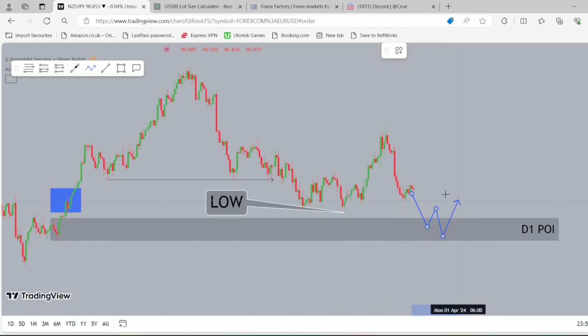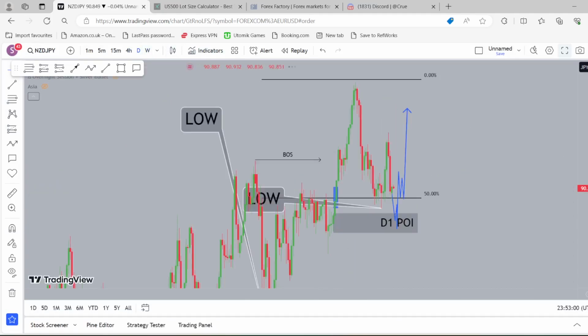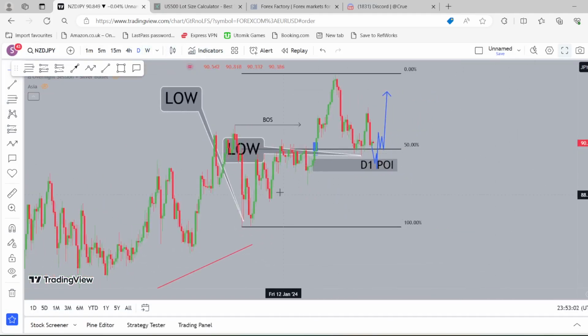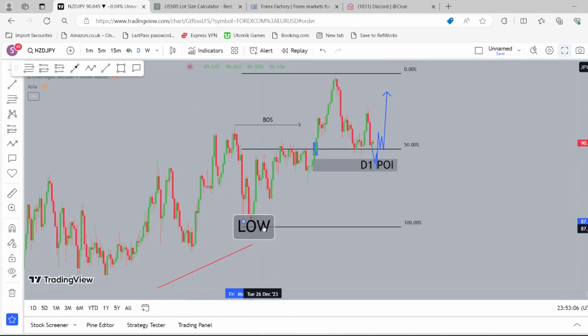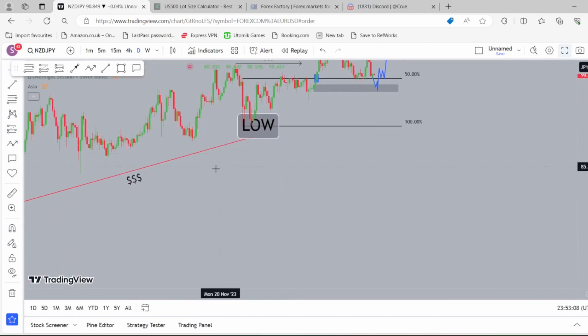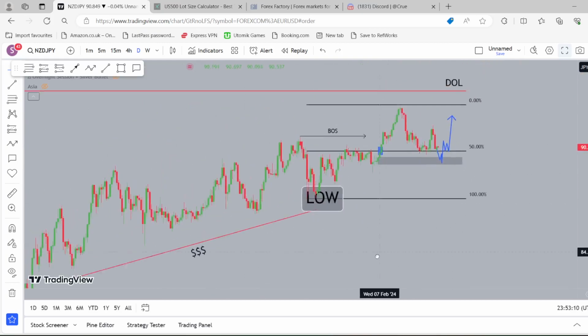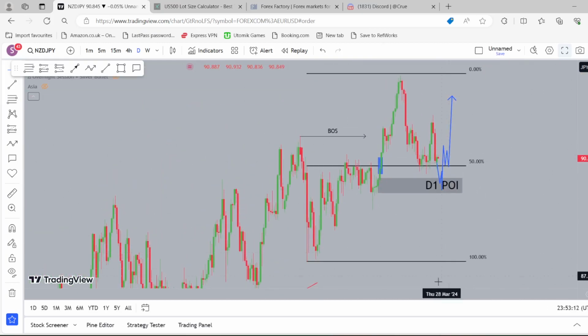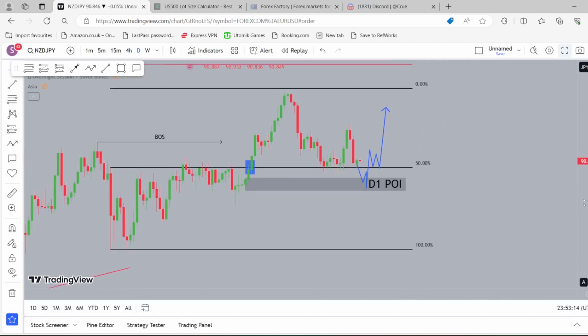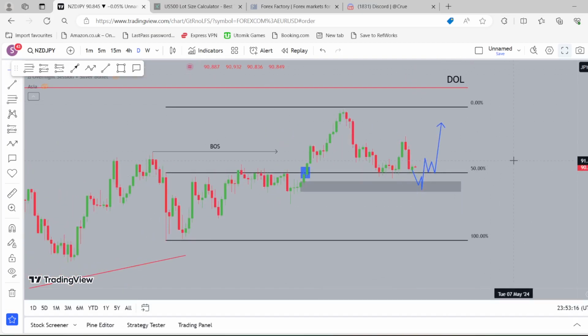Now, from this POI, we need to assess how price behaves. If price does react bullishly, then we can look to take reaccumulation or accumulation buys from this point. But as I mentioned from the daily time frame, because the daily time frame is king, if this low over here gets broken, then we could see lower prices, potentially sweeping some of this trend line liquidity. But the overall scenario is, of course, longs up to the weekly drawn liquidity. So this is my overall outlook on NZD JPY.